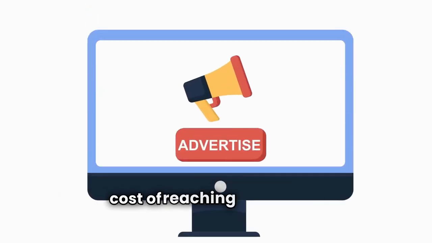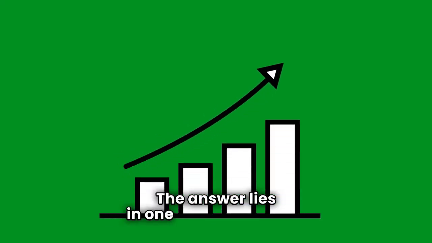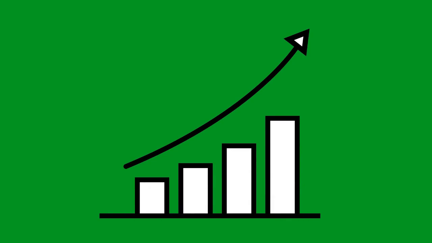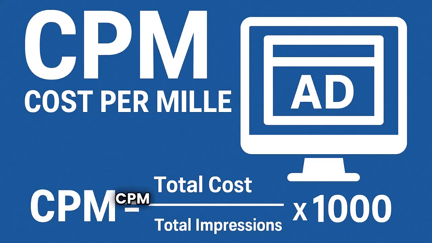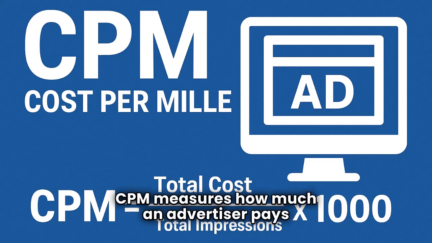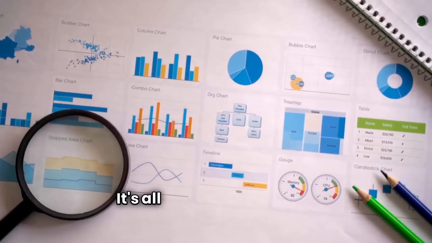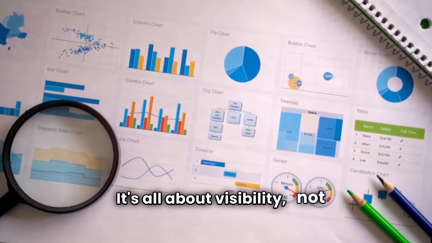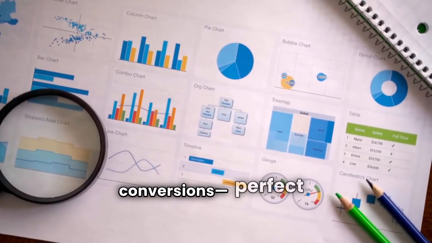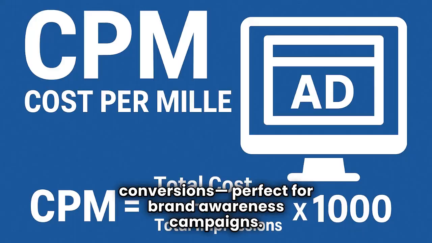Ever wondered how advertisers measure the true cost of reaching thousands of people online? The answer lies in one powerful metric: cost per mille, or CPM. CPM measures how much an advertiser pays to get 1,000 impressions of their ad. It's all about visibility, not clicks or conversions, perfect for brand awareness campaigns.